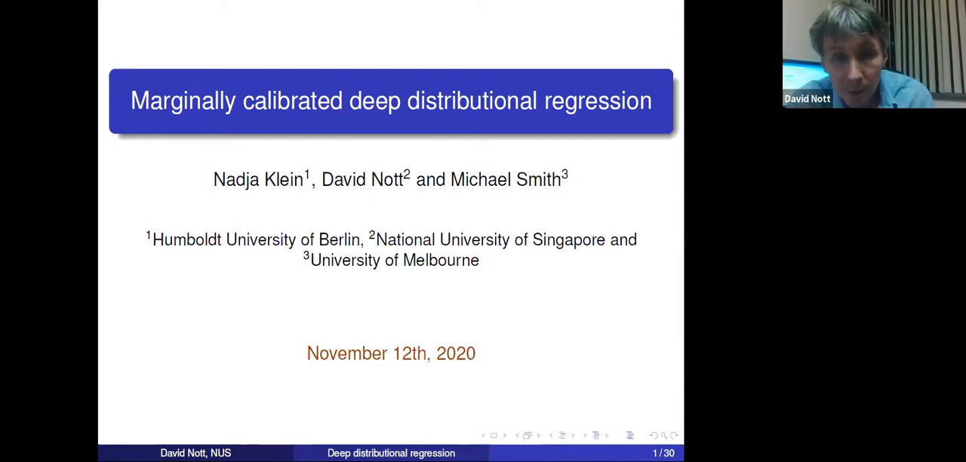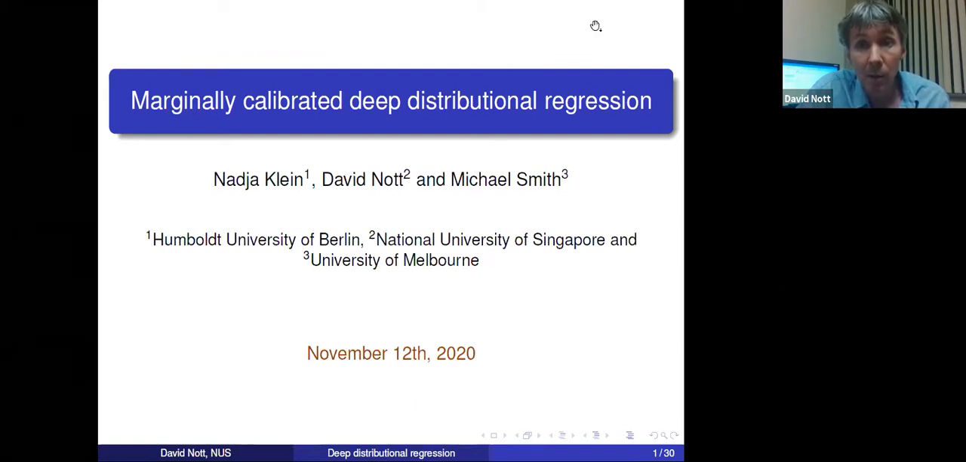Thank you very much for the introduction, Dennis, and thanks to the organisers for the invitation to give the talk. So I'm going to talk about distributional regression. Distributional regression is all about extending conventional mean regression models to model aspects of the response distribution beyond the mean as explicitly depending on features.